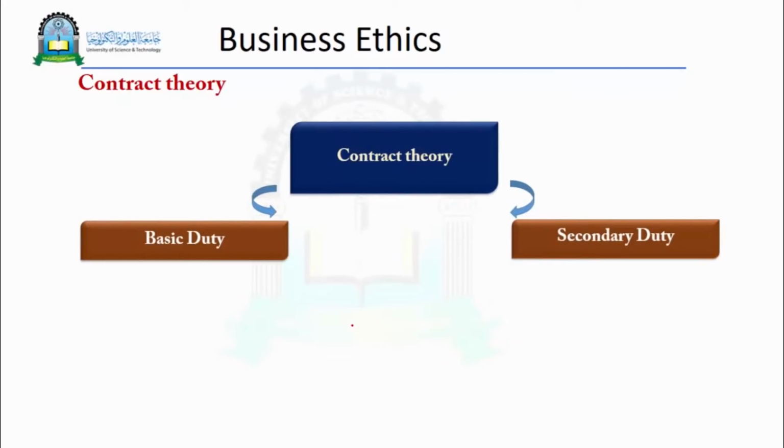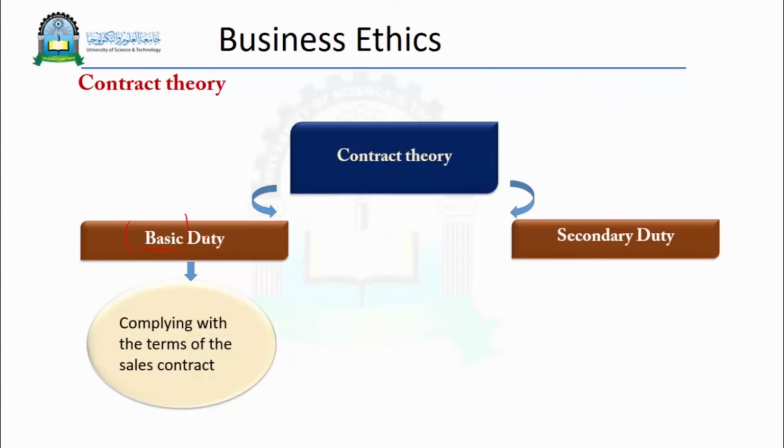A contract theory has two kinds of duties. The first one is referred to as the basic duty, which is more about the use of the product. The basic duty of the company is that they have to comply with the terms of the sales contract. So if I buy a pen, for example, then that pen should write well for a durable time. This is what we mean by a promise here.